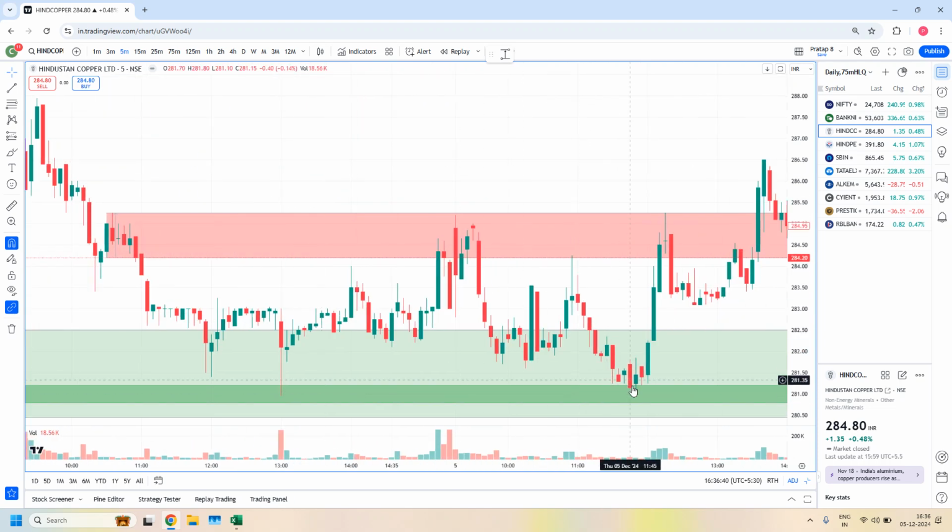Definitely not today for this particular zone. Who knows, next time also it may give one more test. After that it may violate, or maybe next time it violates. Anything can happen.